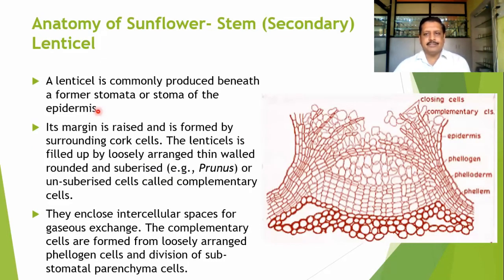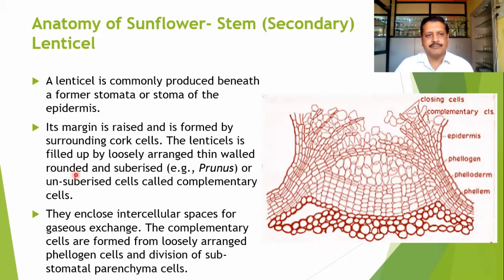The lenticels are typically developed in the secondary growth in the dicot plant, where the lenticel is commonly produced beneath the former stomata of the epidermis, because it is the opening through which gases can enter the tissue. So these lenticels are nothing but the openings of the tissue. Normally it is a raised margin and is formed surrounding cork cells.